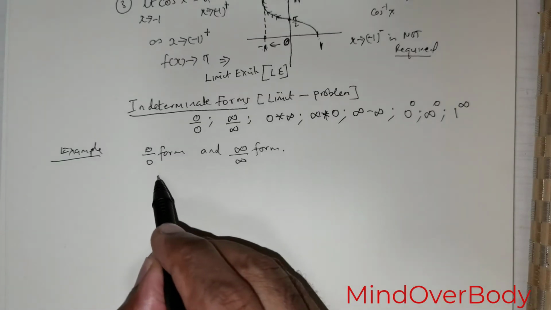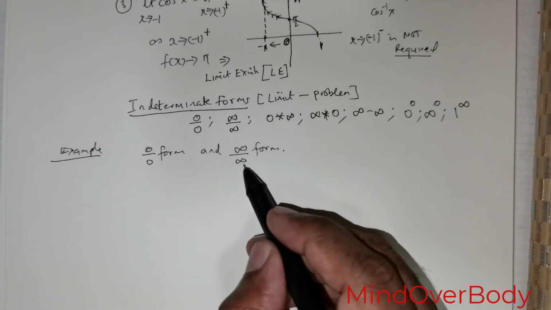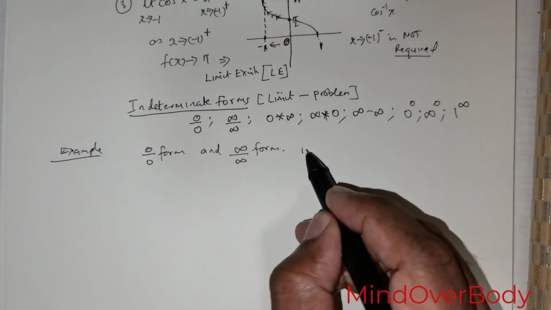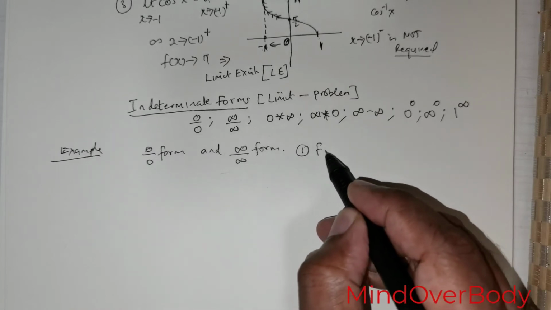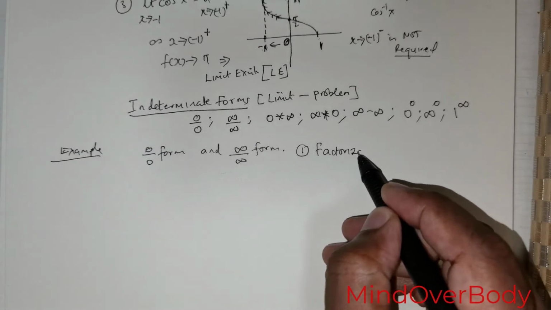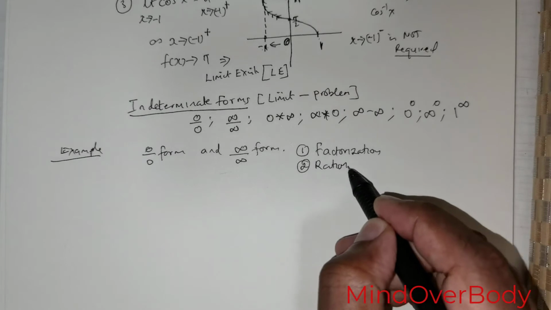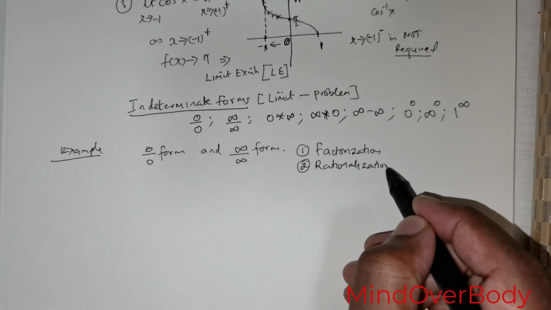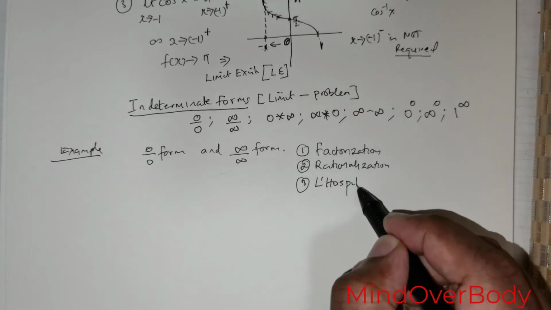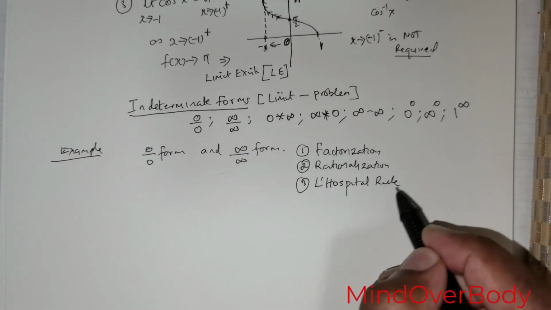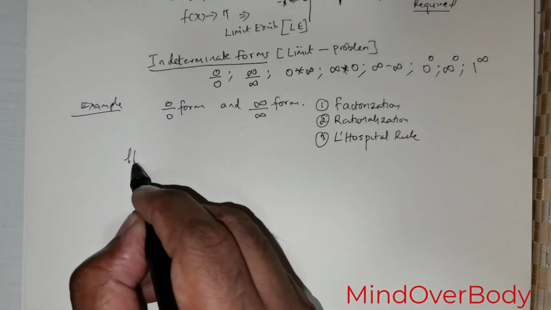Students, we will start off by handling questions of 0 over 0 form and infinity over infinity form. Now there are 3 ways by which you can solve one of these forms. The first way is through factorization. The second technique is through rationalization. And the third one is called L'Hopital's Rule. Now we will take an illustration to have a better understanding.